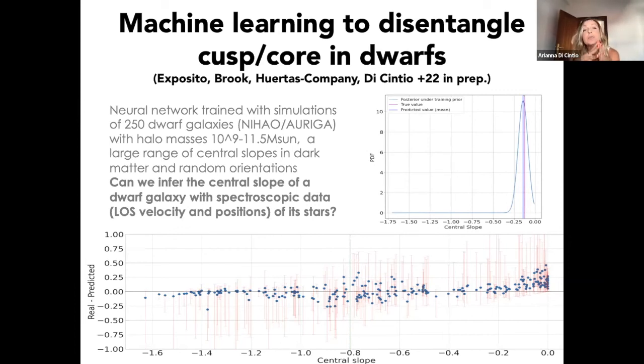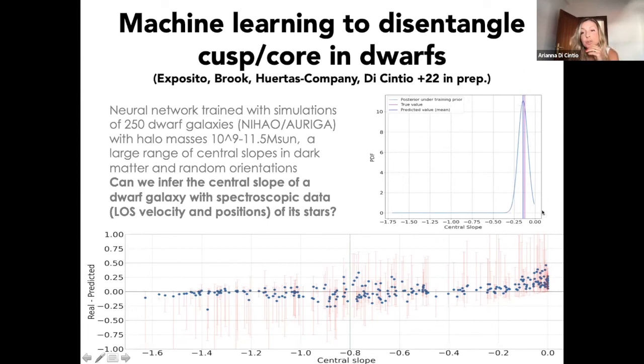And so what we did is we trained a neural network with about 250 simulated dwarf galaxies, and we are increasing our sample every day. Halo masses between 10 to the 9 and 10 to the 11.5, and we train this neural network. The output of this is a probability distribution function shown here that a certain galaxy has a certain slope.